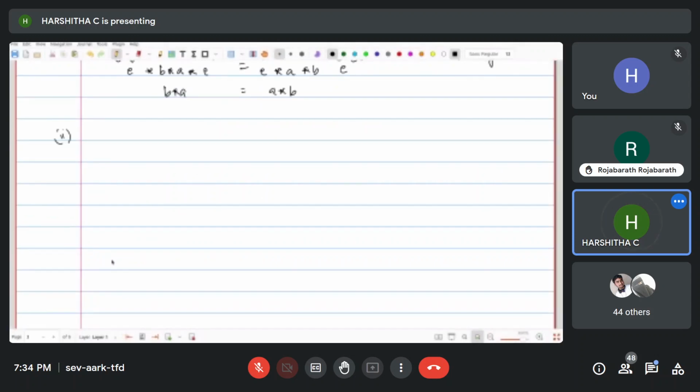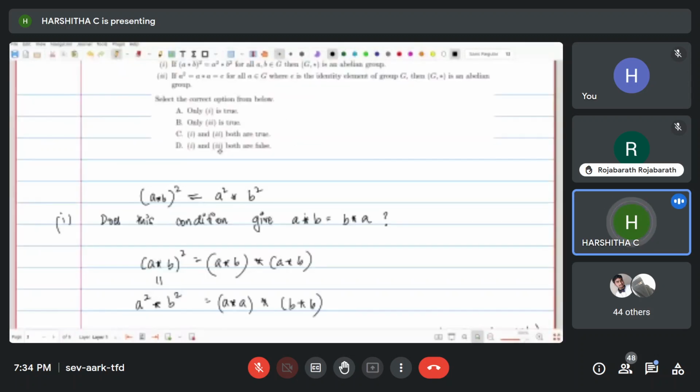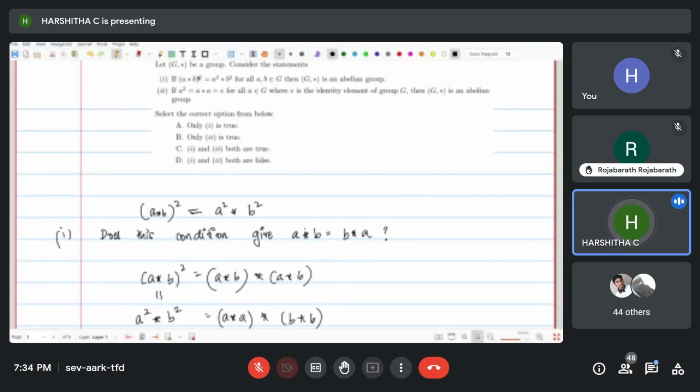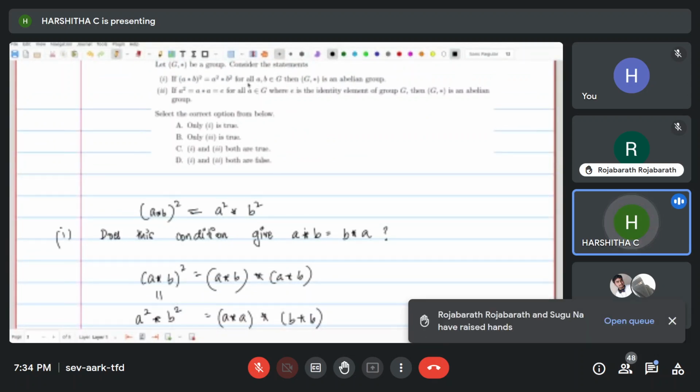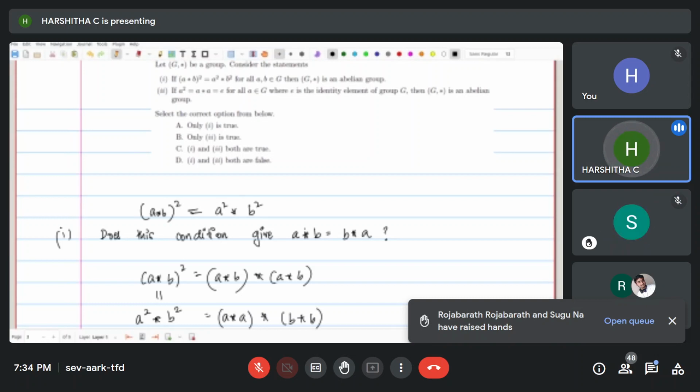Okay. So what is it that we have? We have A square equal to identity for every A in the group G. And what was the previous part? It said that if (A star B) the whole square equals A square B square for every A and B, then the group is abelian.